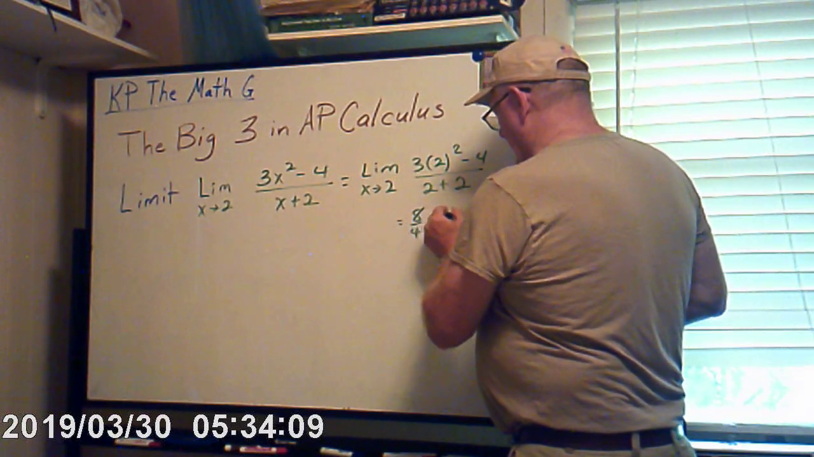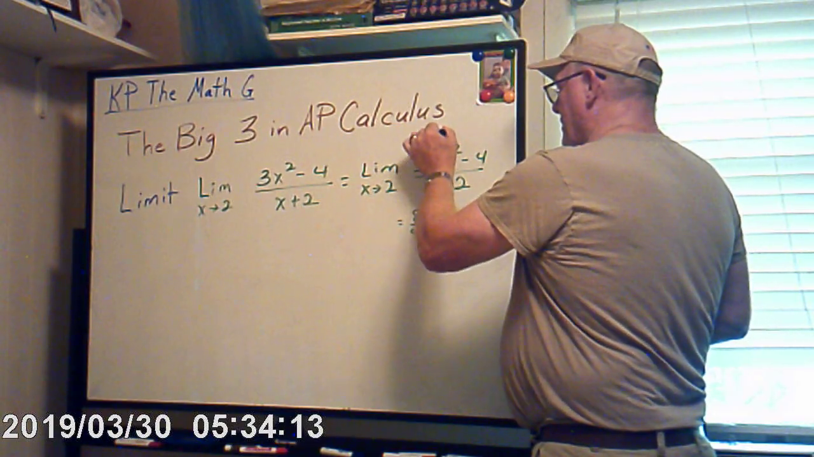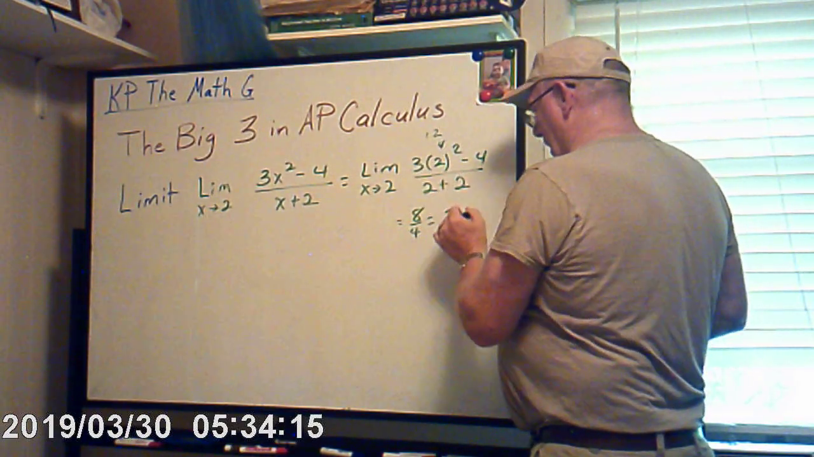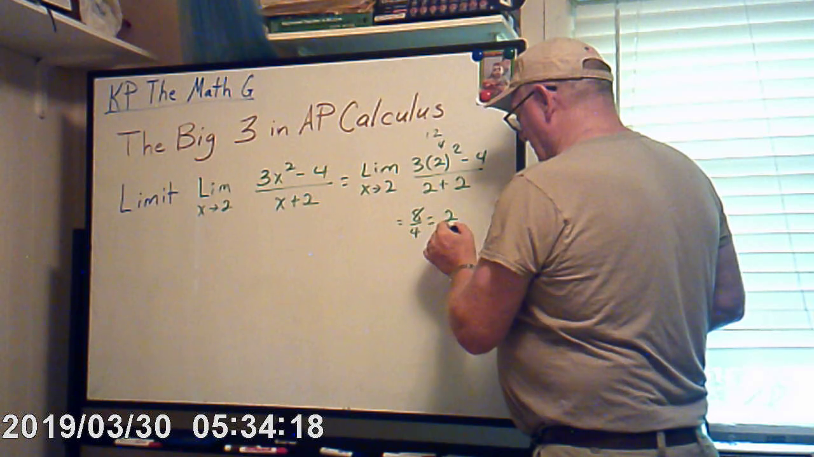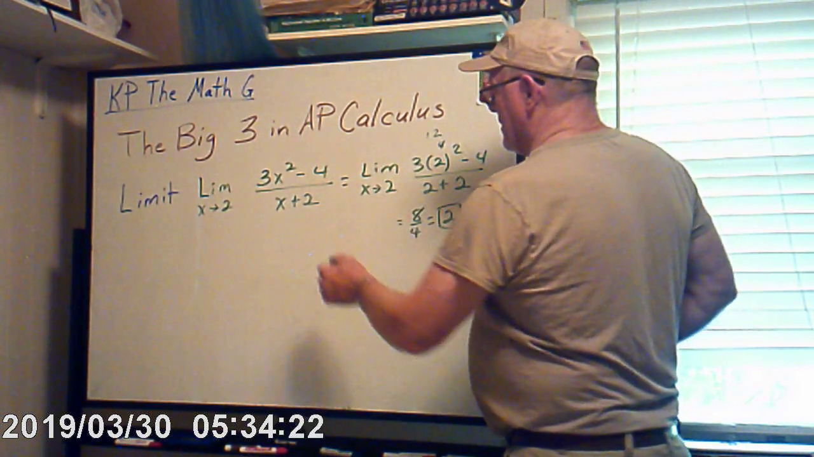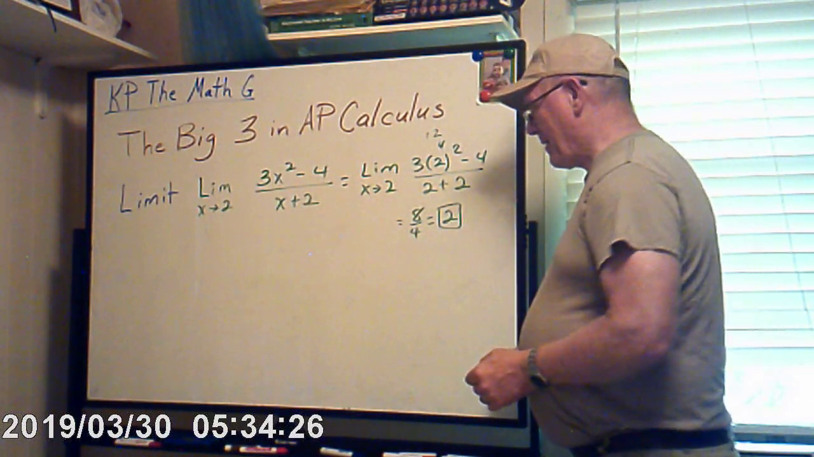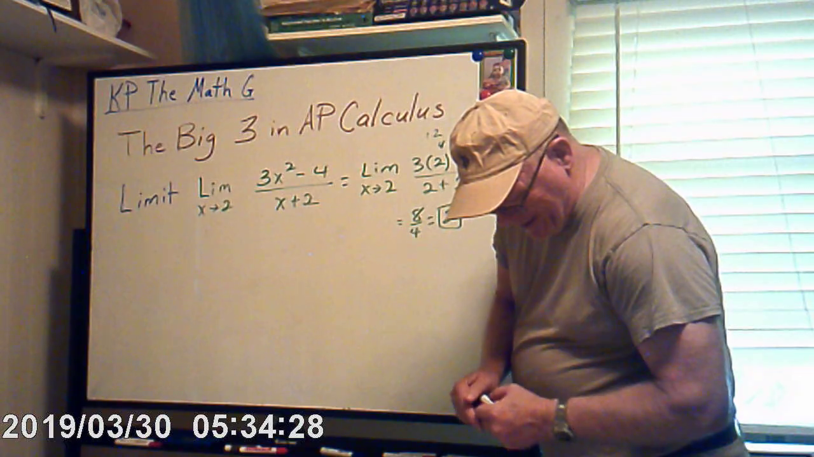I want to say that's equal to 2. 2 squared is 4. 3 times 4 is 12. 12 minus 4 is 8. 8 over 4 is 2. So the limit as x approaches 2 of this f, we'll call it f or g or whatever, the answer is 2. And there it is. I got it. Yep.